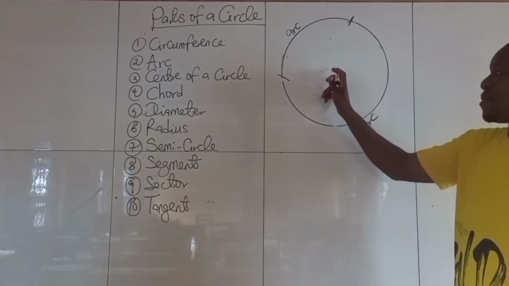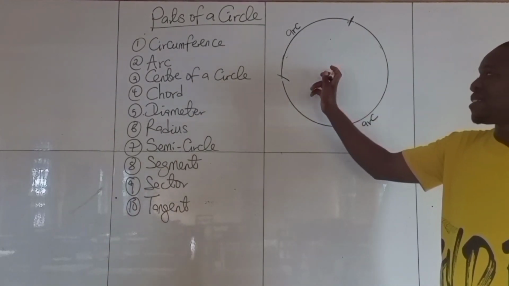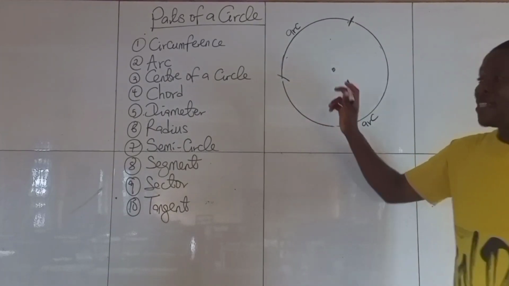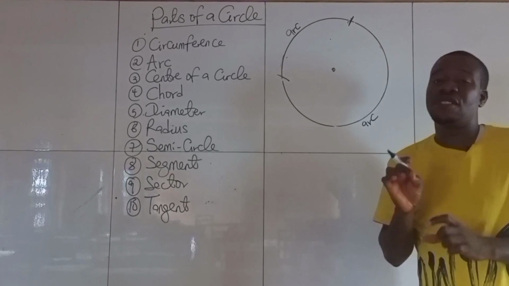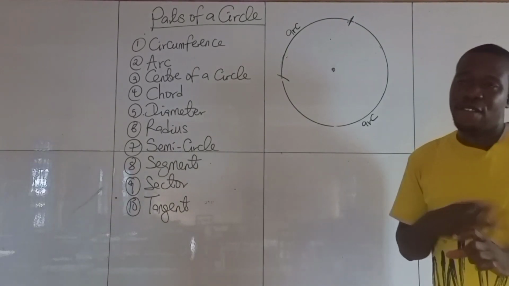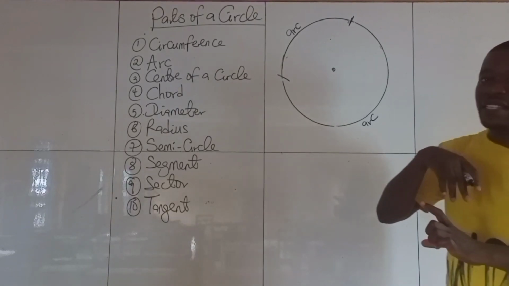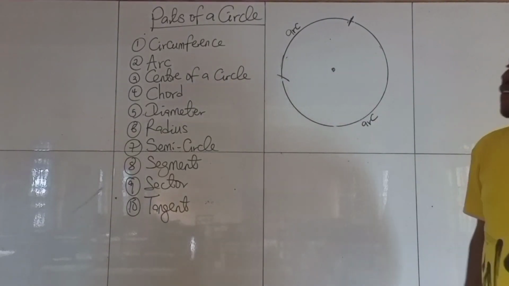So the distance from here to here is the same as the distance from here to here, the same as the distance from here to here, the same as the distance from here to here. So the center of a circle is equidistant from all the circumference. It maintains equal distances. You get that, right? So we move to the fourth one.